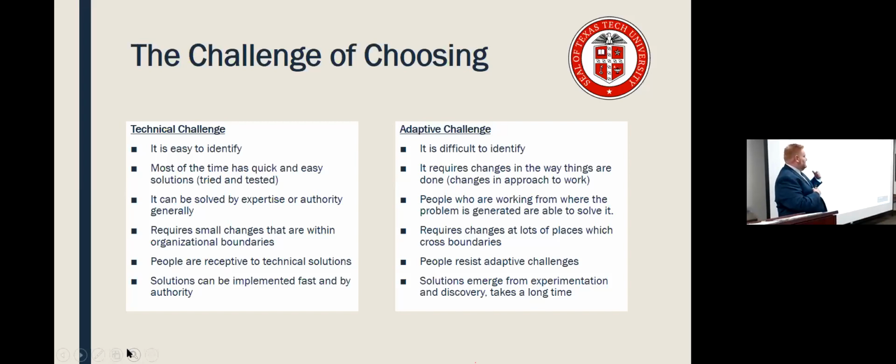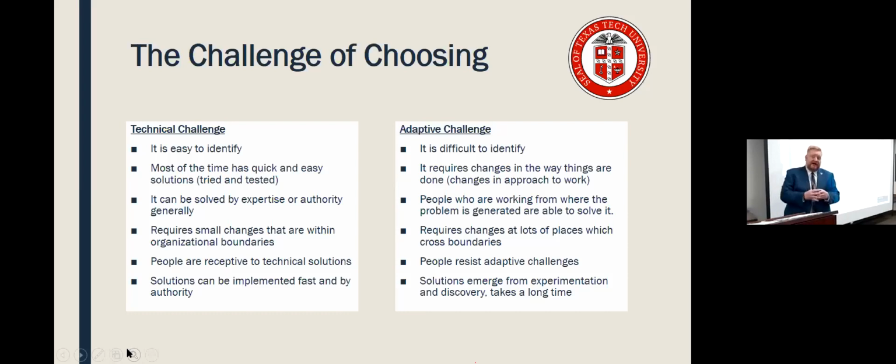It requires change at a lot of places that might cross the boundaries of community, of government, of business, economic, social. So a lot of these challenges that are going to be adaptive, especially on, I think, those social justice issues, such as human trafficking, they're going to require a lot of places that cross boundaries.